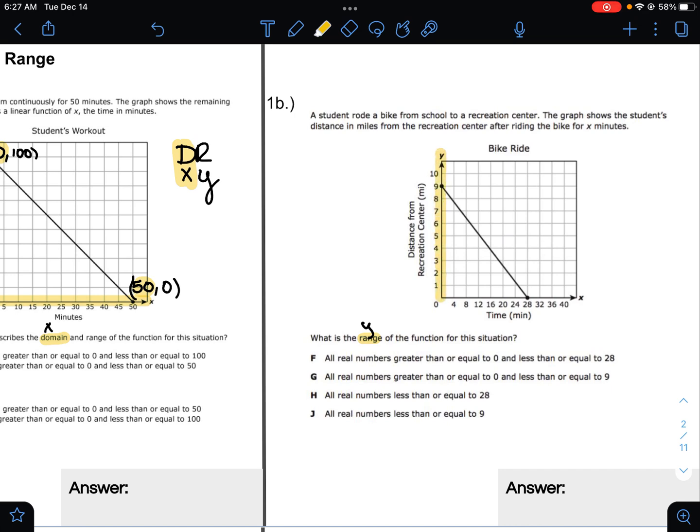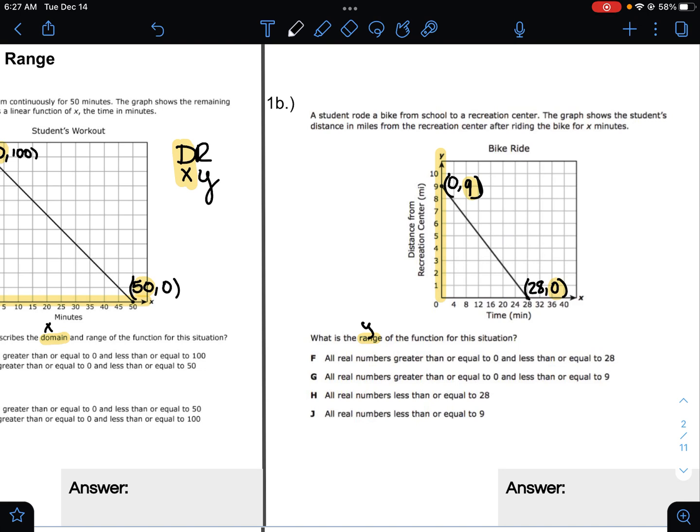So again, I'm going to start by labeling my 2 endpoints. This would be 0, 9. This would be 28, 0. Since I'm dealing with range, I just want the y values. So I want it to say something about 0 to 9.